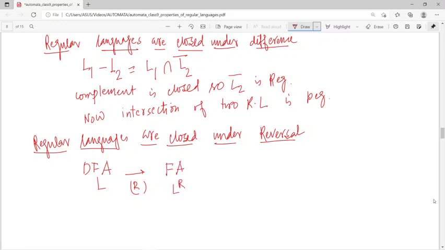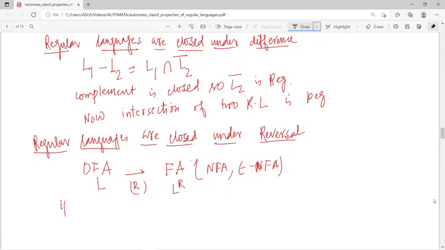Finite automata means what we prove: if we take a DFA and make its reversal, it may not be a DFA, but it should be either an NFA or an epsilon NFA. So the language is reversed, but that is also a finite automaton, and all finite automata accept the regular languages. Finite automata means either NFA or epsilon NFA, whatever it be, but all accept regular languages. So the reversal of a DFA will be an NFA or epsilon NFA.